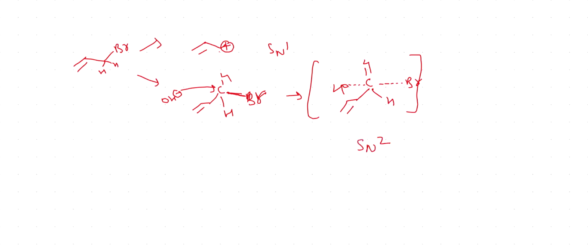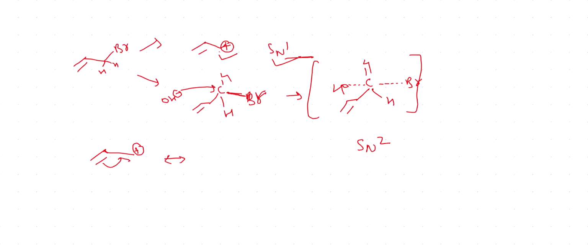In SN1, there will be formation of a carbocation. Why will it follow SN1? Because this is not sterically hindered, but it can still follow the SN1 mechanism. You can see there is a double bond at the adjacent position, so it can undergo resonance. The pi electrons can be shifted from this carbon to this carbon.